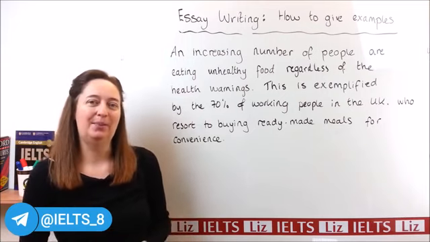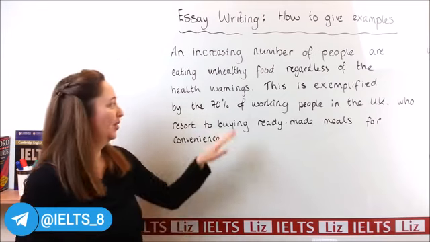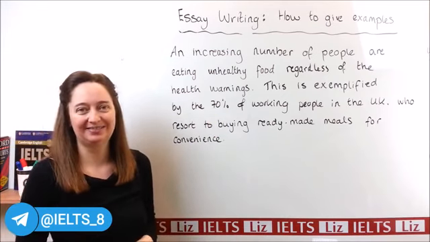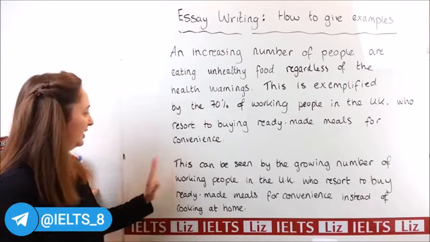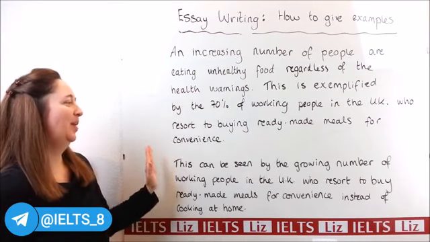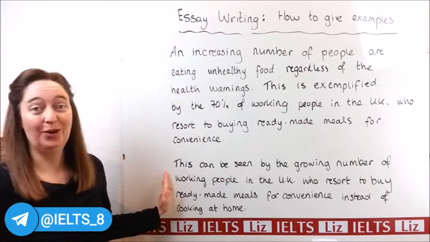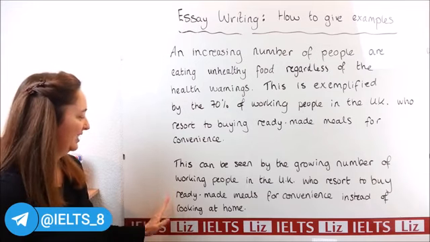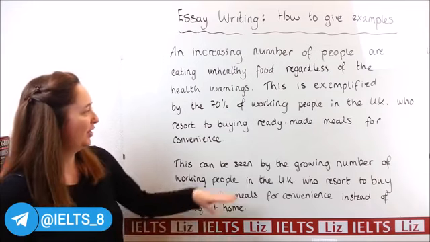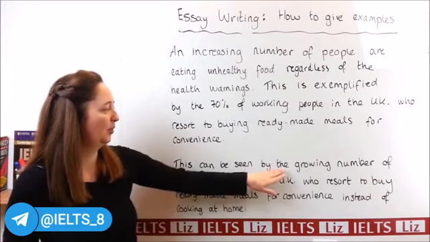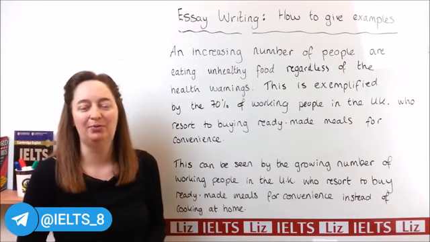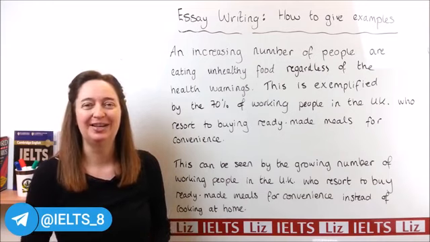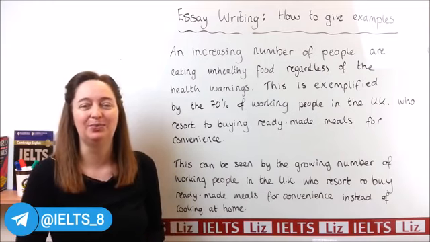Now let me give you an example of how to write this sentence without the statistic. It's also possible to write, "This can be seen by the growing number of working people in the UK who resort to buying ready-made meals for convenience instead of working at home." So instead of putting 70%, we've put by the growing number of people. So you don't have to use statistics or data if you don't want to.